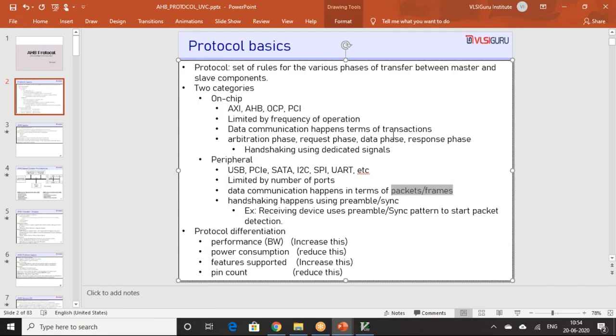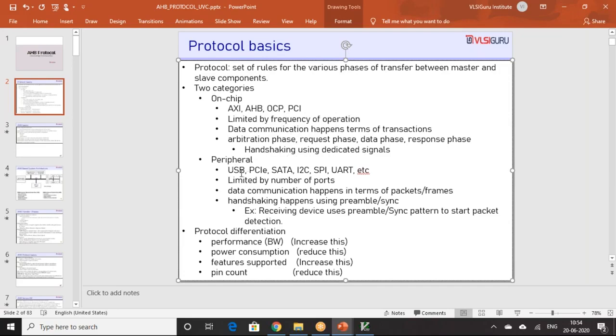These transactions happen in multiple phases: arbitration phase, request phase, data phase, response phase. All these phases are not applicable to all of them. Let's say AXI does not have an arbitration phase. There is no arbitration phase for AXI. For AHB, these two phases are there. This is finally called the response phase. What I mean to say is all 4 phases are not there. For OCP, again the arbitration phase is not there. So based on the protocol, some of these phases will be applicable to some of these protocols. And handshaking happens using a dedicated set of signals.